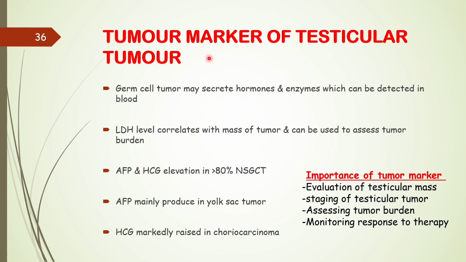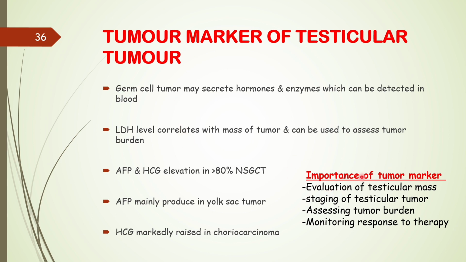All right. Now what is a tumor marker that is positive in testicular tumor? Tumor marker means germ cell tumors secrete hormones and various enzymes which can be detected in the blood. So in the blood, we can detect a substance that is released from the tumor, and they are known as tumor markers.